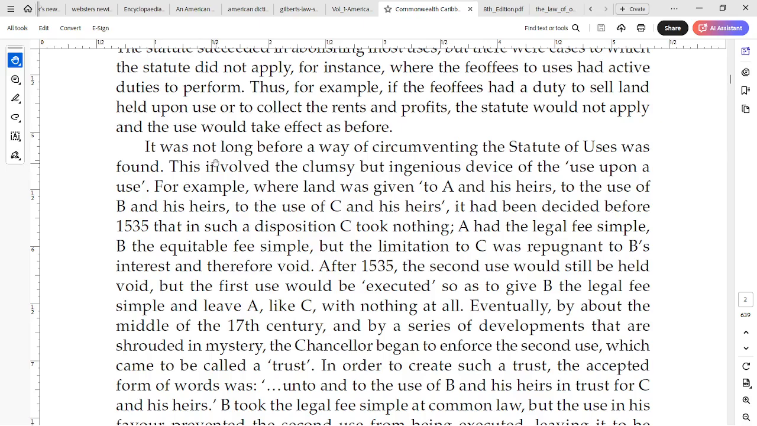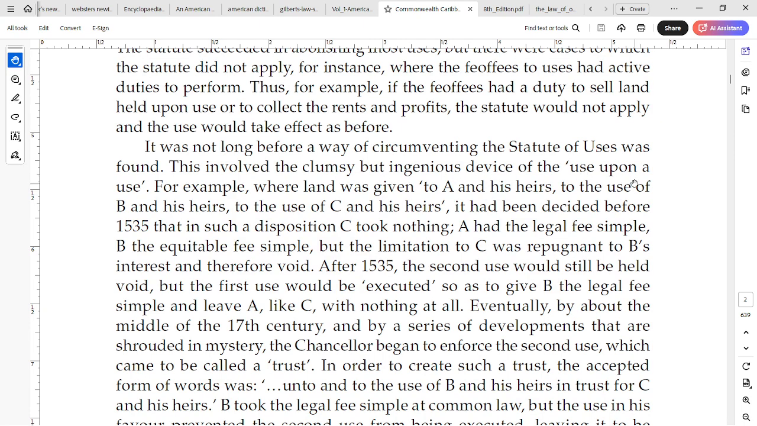So after the Statute of Uses was enacted, the people found a way to circumvent the statute. So this involved the clumsy but ingenious device of the use upon a use. So here they say clumsy and ingenious. As I said, we'll read some other books explaining this, the uses and the creation of the trust, that goes into much more detail. All right.